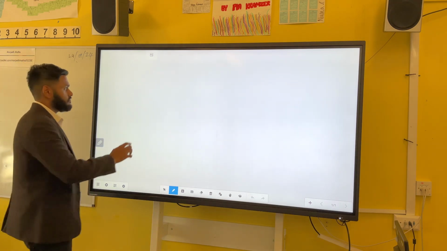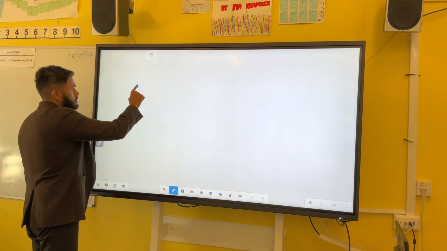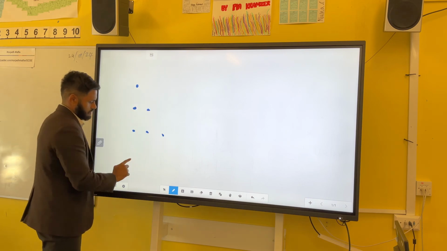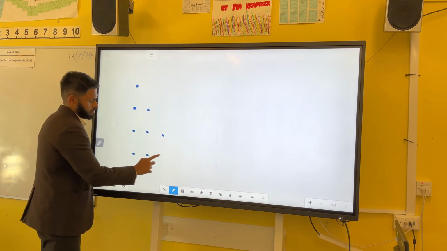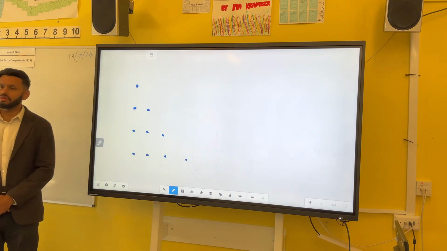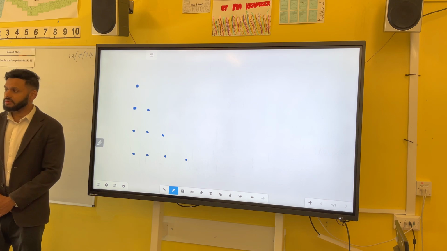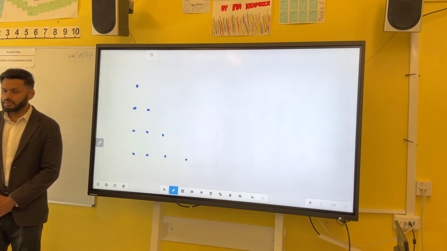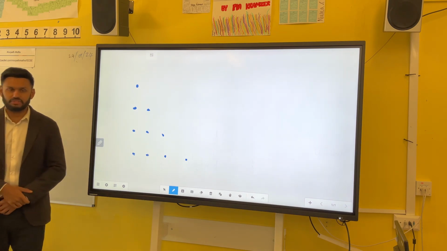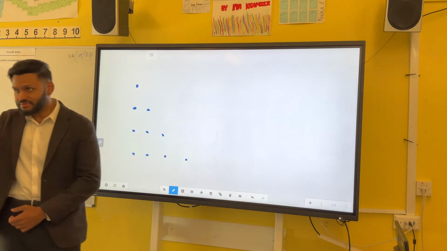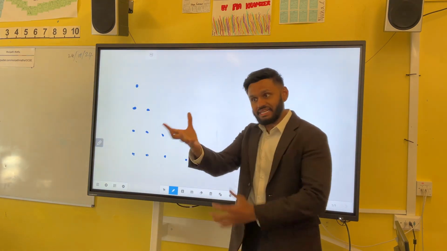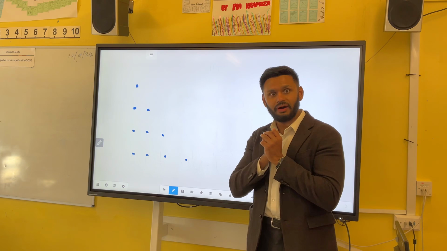When you first started in reception, this is one object, four objects. You were learning how to count through objects. Yes? But did you continue counting in objects, or did you start learning something else? Numbers. You started learning numbers. That is algebra, because it's an abstraction. Think about it.